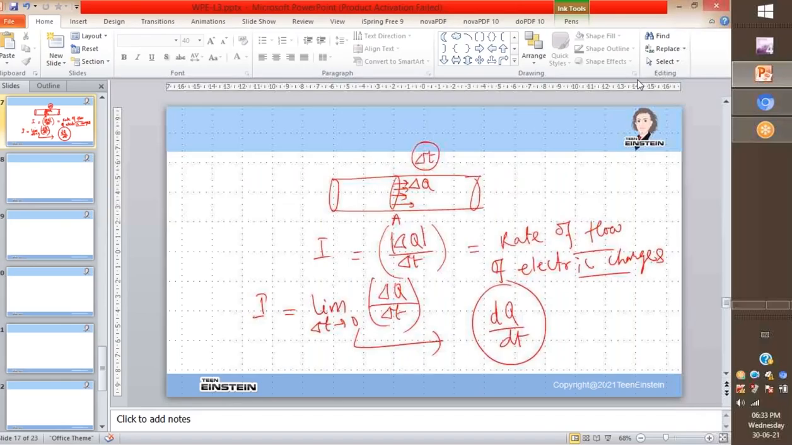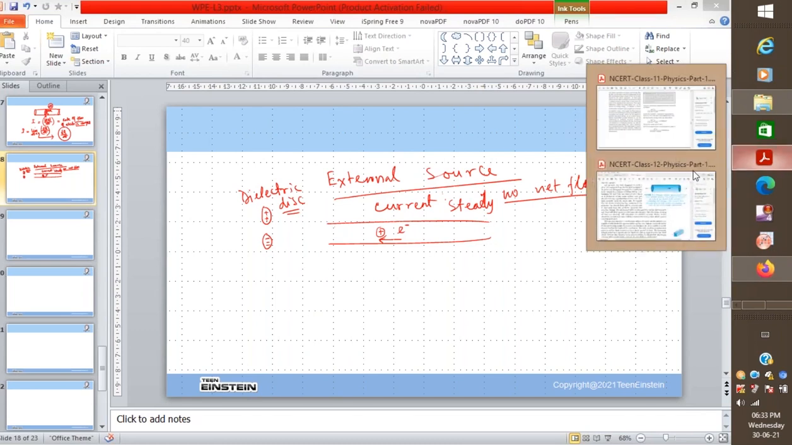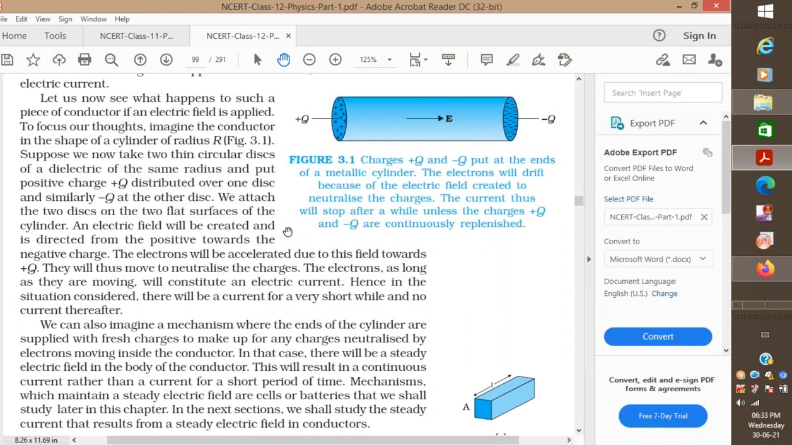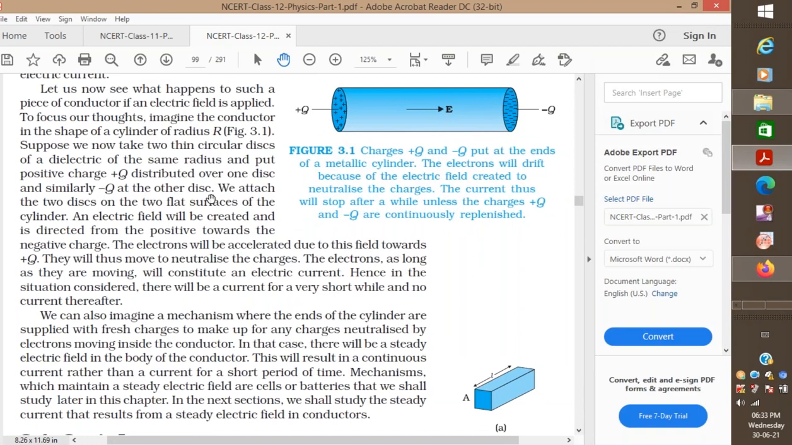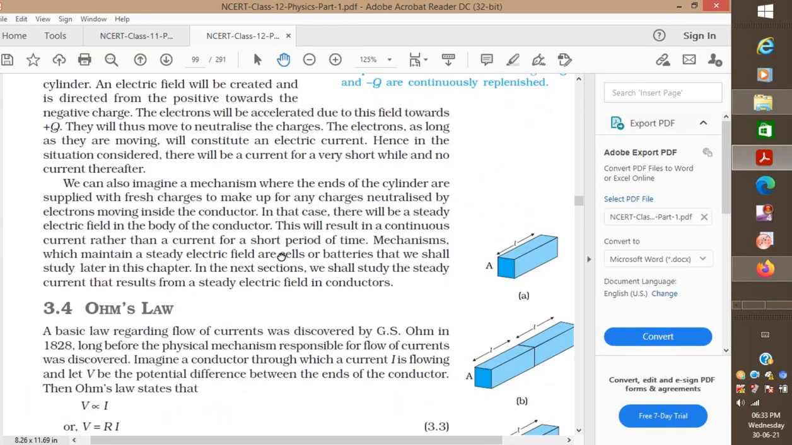But first, we'll learn Ohm's law. You might have already learned it. So this part we have discussed now. You just read this part and then see whether you can understand. If you don't understand, you can ask me anytime.